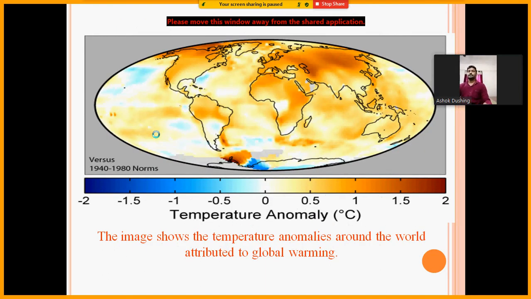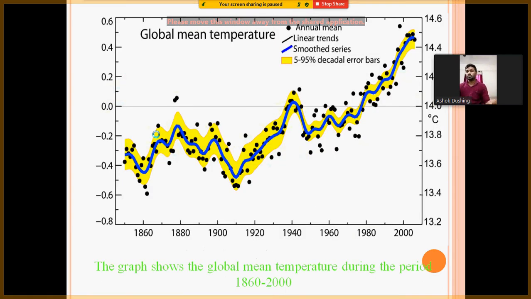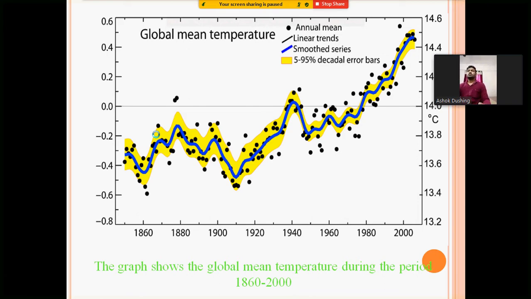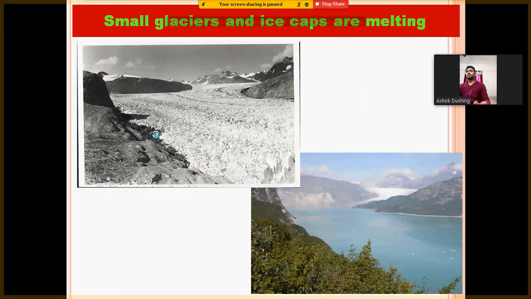So this shows the temperature anomaly. The image shows the temperature anomalies around the world attributed to global warming, and it will become hotter day by day. So global mean temperature also increases day by day, and this is the impact of global warming.